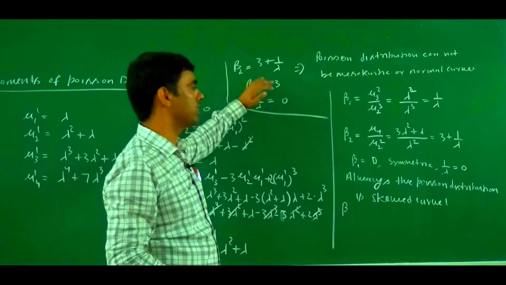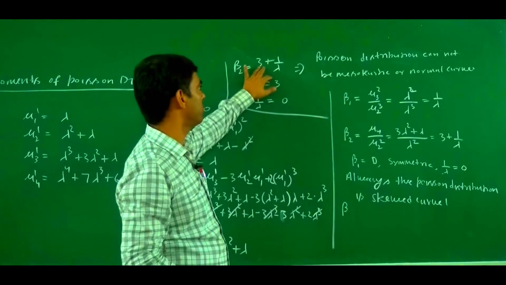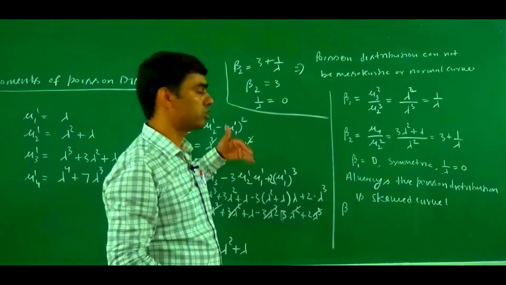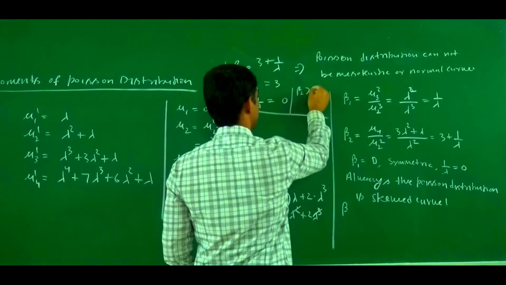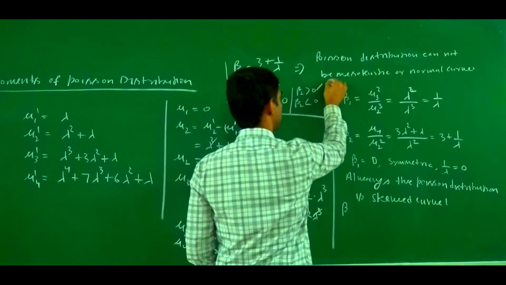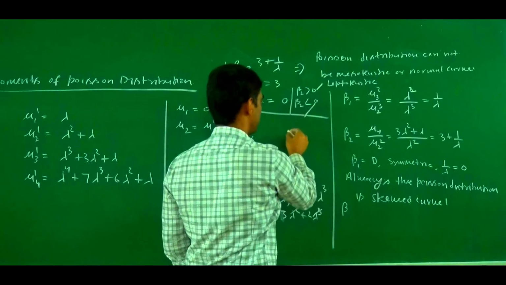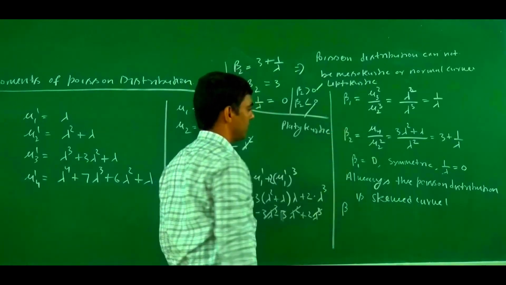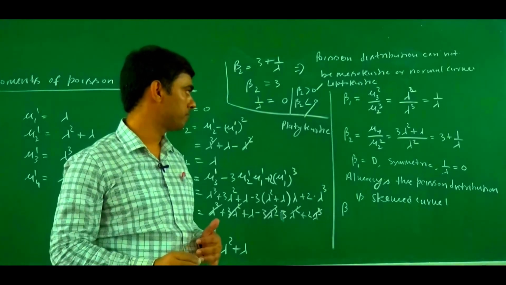So if the value of beta 2 is greater than 3, then this is leptokurtic. It means the value of 1 upon lambda is greater than 0, then this is leptokurtic. So if beta 2 is greater than 0, then leptokurtic, and if beta 2 is less than 0, then platykurtic.